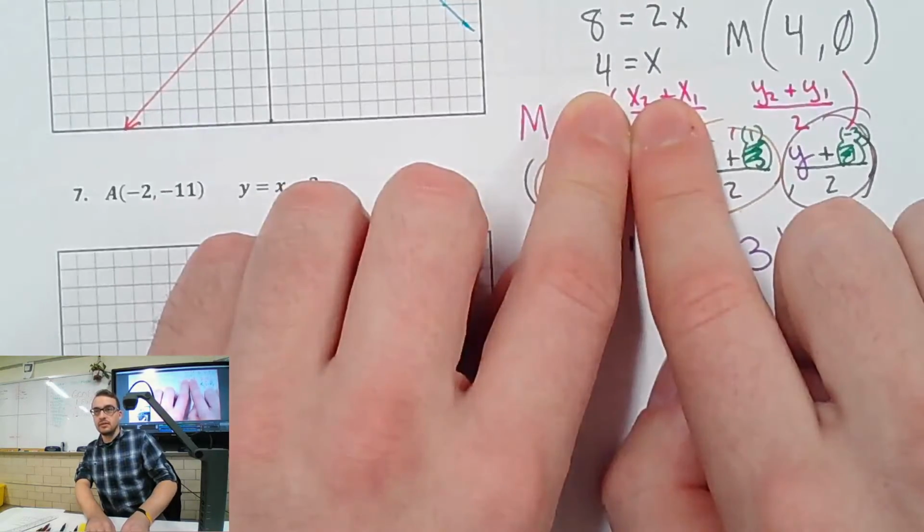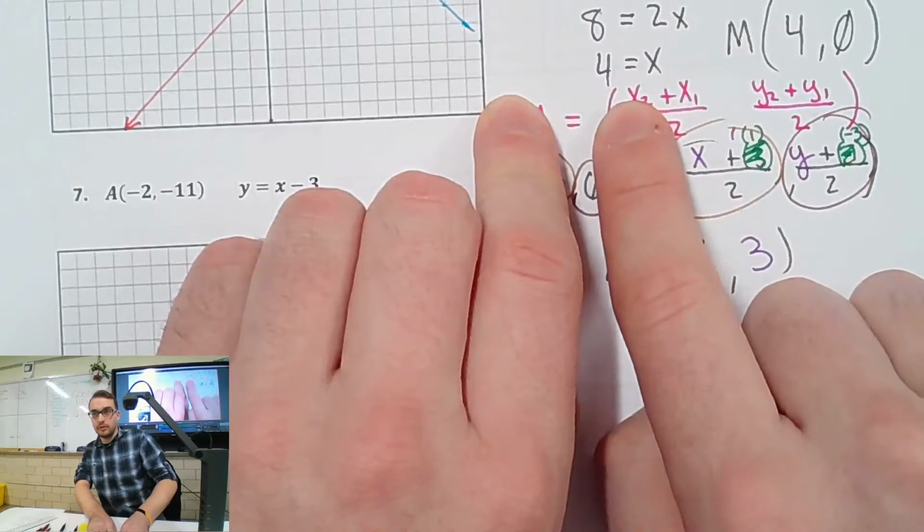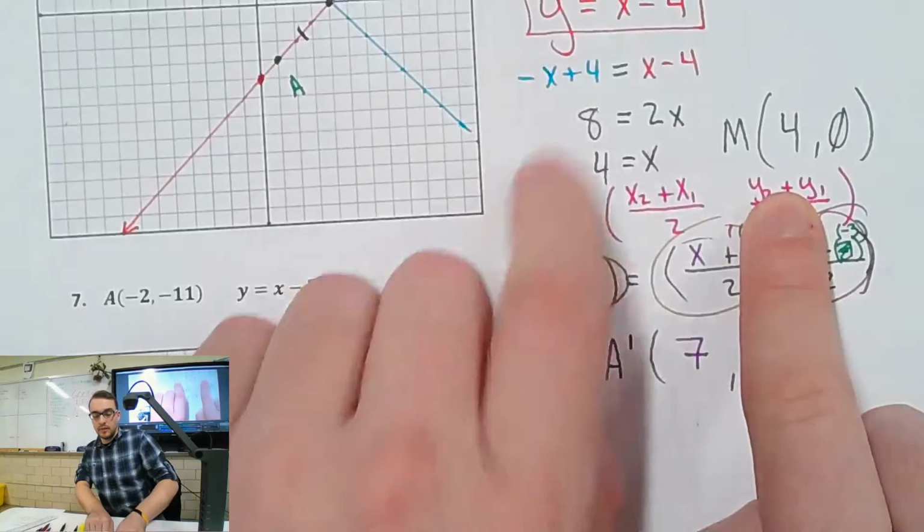These two are put together: 4. Add the x, get 2x, add the 4, get 8. Divide by 2, get 4. Plug it back in, get 0.